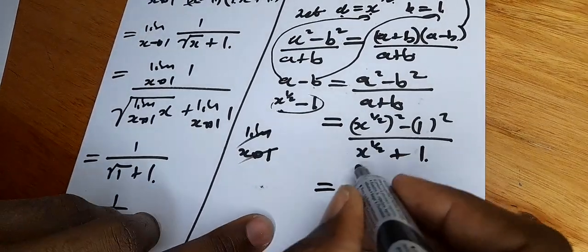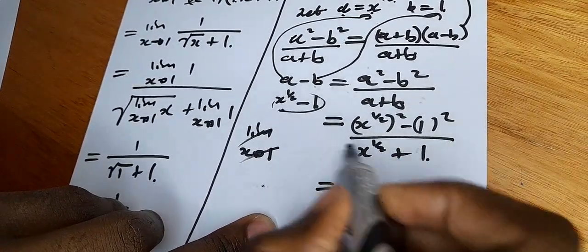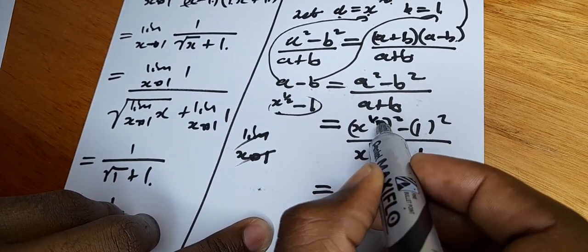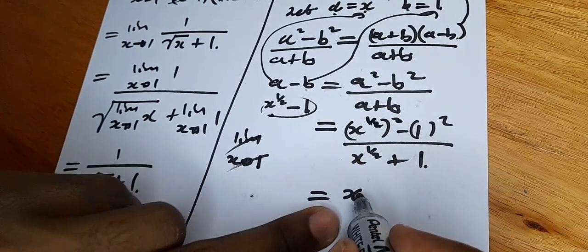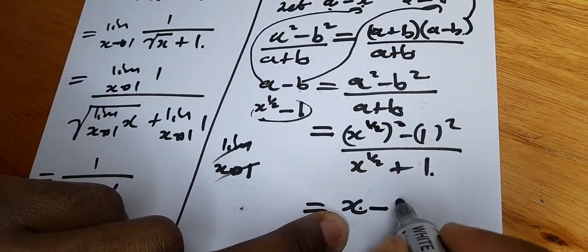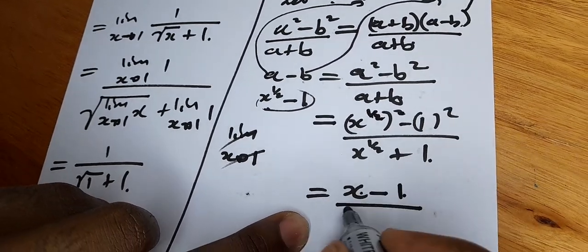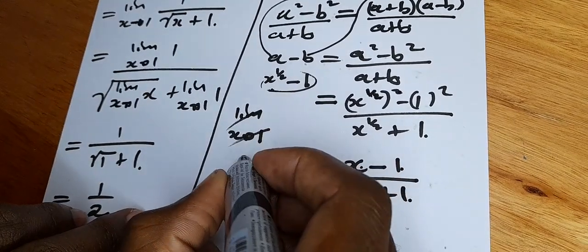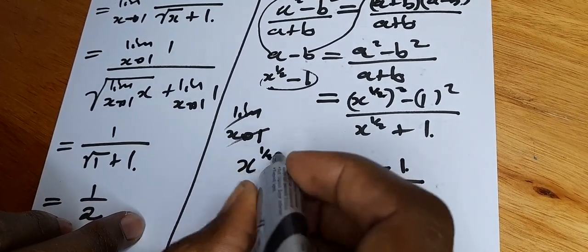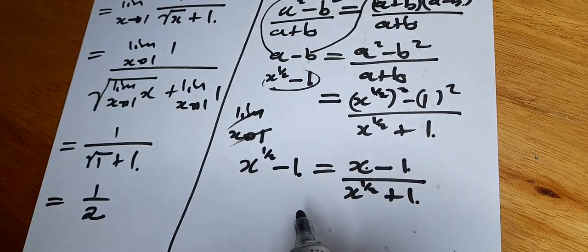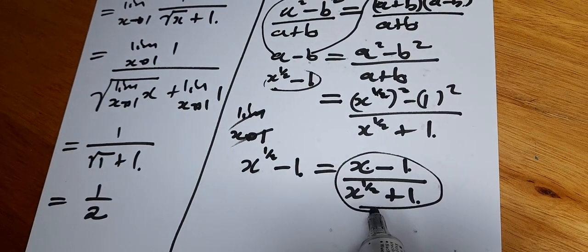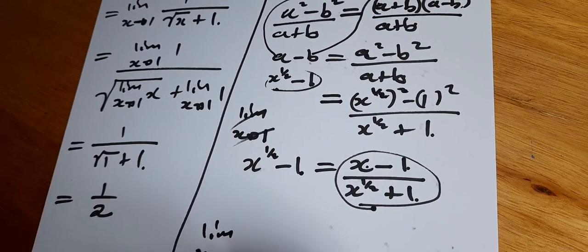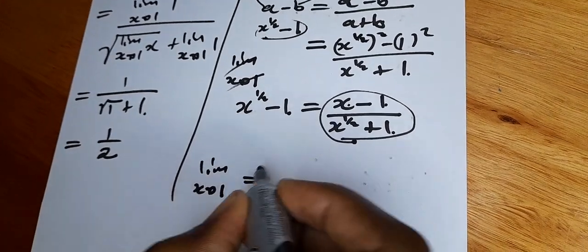Then this is the same as what? As x, because if we multiply here, we have 1 over 2, and then multiply by 2, we are going to have x, and then minus 1 all over x to the 1 over 2 plus 1. Then now we can see our x to the 1 over 2 minus 1 is the same as this one.